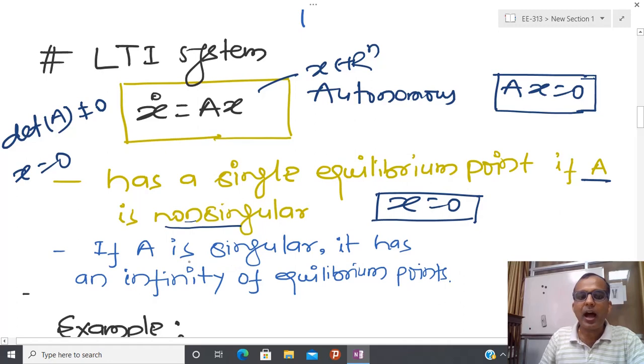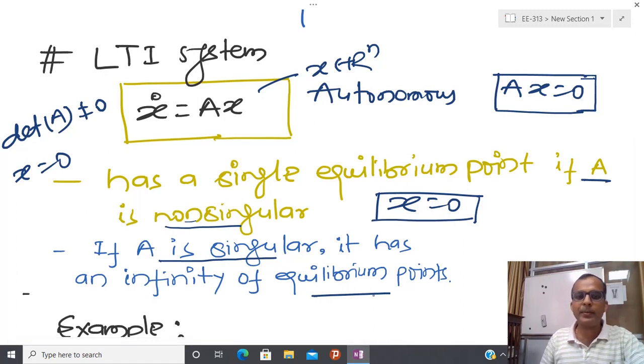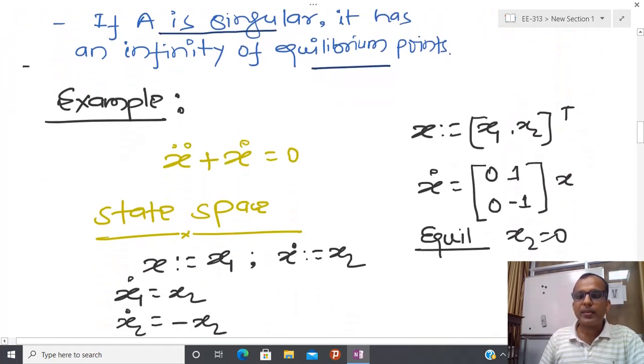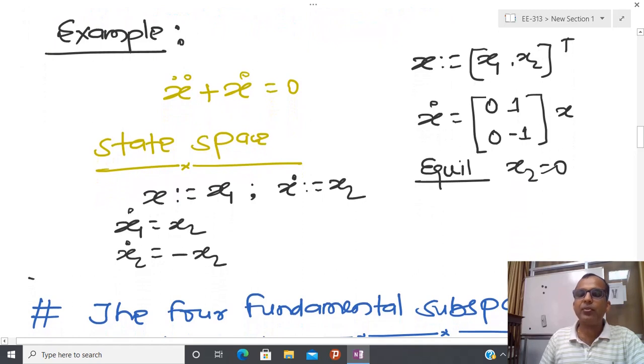And if A is singular, then I have infinitely many equilibrium points. I will first give one example, and after that I will tell you that if A is non-singular, then the story is over. x equal to 0 is the equilibrium point. But if A is singular, then I have to give a little more emphasis on that. And due to that reason, we are going to explore some results from linear algebra. So let us first try to see one example where I have basically infinitely many equilibrium points.